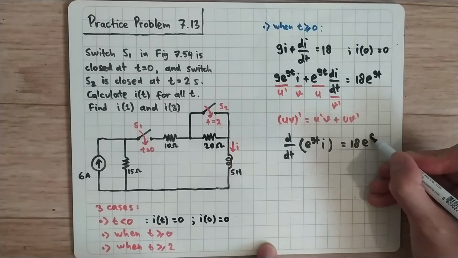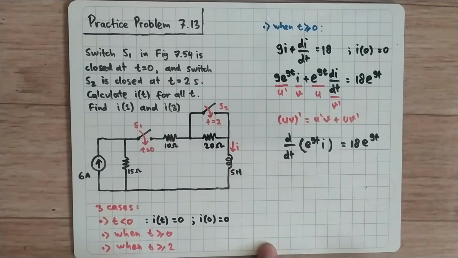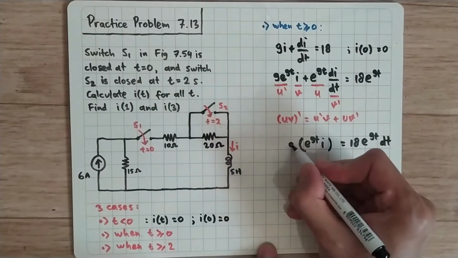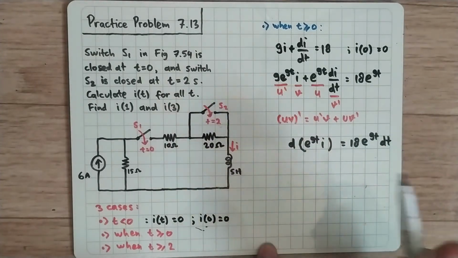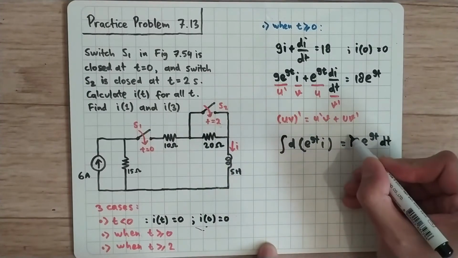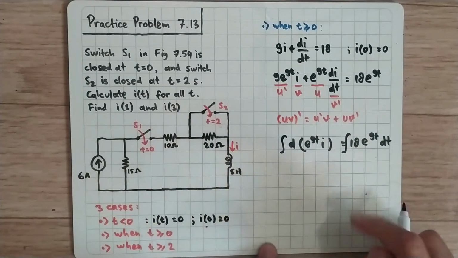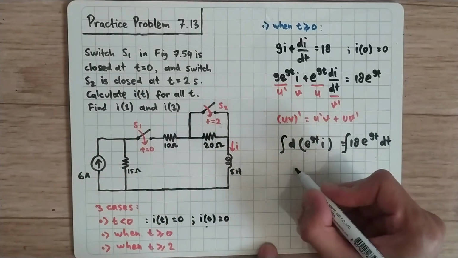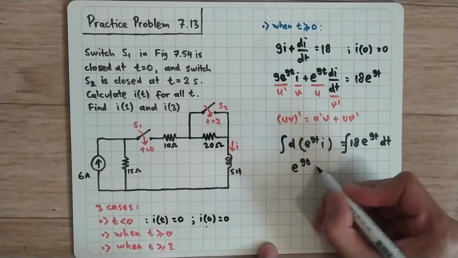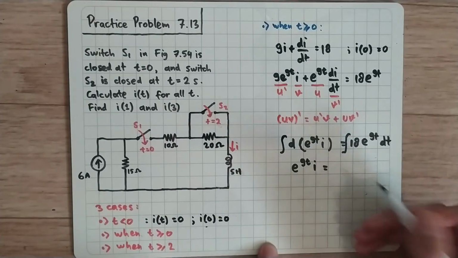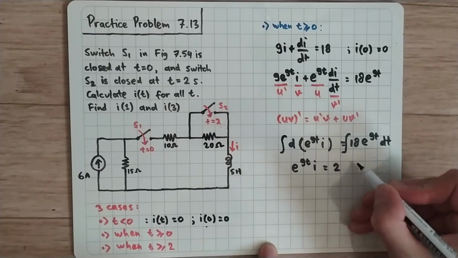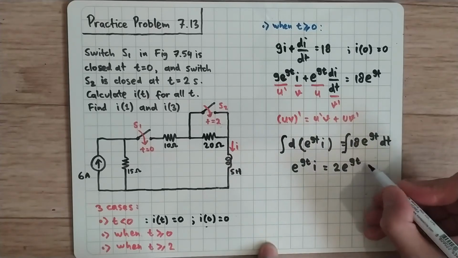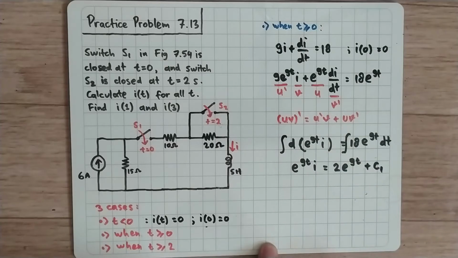e to the 9t. Okay, now I can move this dt to the right hand side, so I will have dt here and only d on the left, and we can integrate both sides. Let's integrate both sides. This integration will be just what is inside the bracket, so I will have e to the 9t multiplied by i, and this one will be 2 e to the 9t, right, plus some integration constant c1.